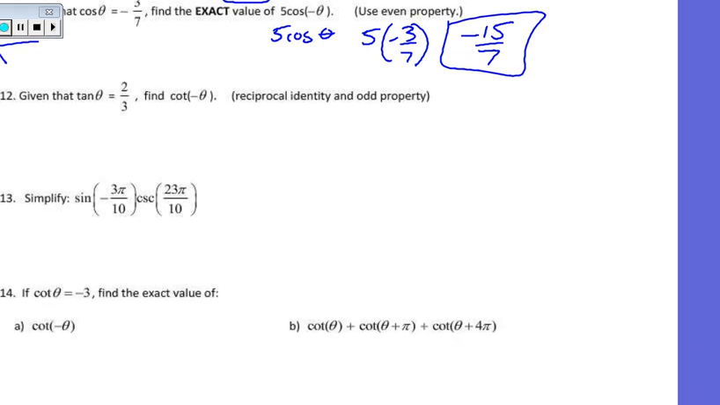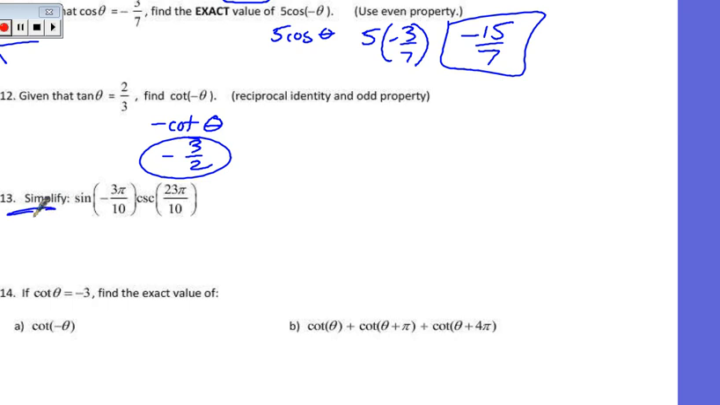Given that tan theta is equal to 2/3, find the cotangent of negative theta. So for cotangent, again, as you move from 1 to 4, there is a sign change, so we're going to pull that negative out, so you need to show that there. Cotangent is the reciprocal of the tangent of theta, so this is going to be negative 3 over 2.